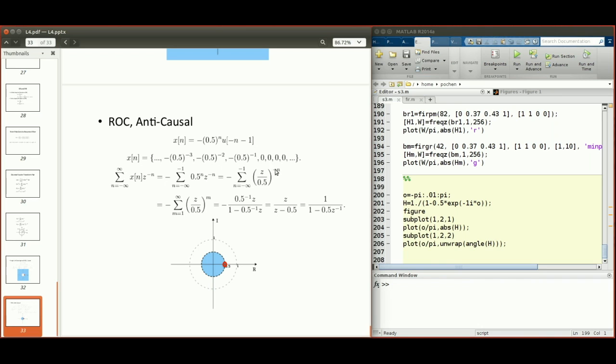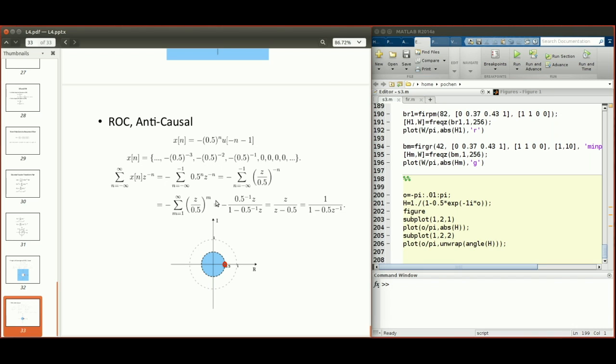Now at this stage we can replace minus n with m. So it becomes z divided by 0.5, to the m power, and then m is going to have a positive range. m is going to go from 1 to positive infinity, because m equals minus n, and then the minus sign in front of it.